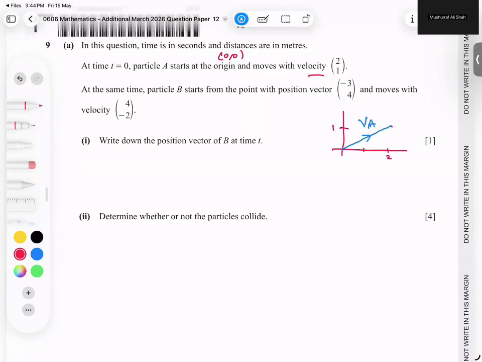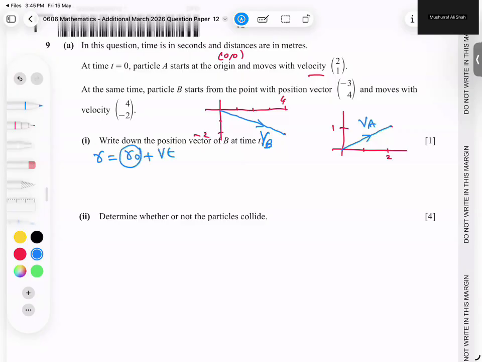Okay, the same way I'll go for B. So B particle starts from this position and moves with this velocity 4, negative 2. I'll make another diagram. So 1, 2, 3, 4 and negative 2. So this point. And this is the answer for the velocity of B particle. So these two velocities I'm going to combine, but how to make it? Firstly, it asks to find the position vector of B at a time t. And what is the formula? R is equal to R naught plus VT. Or TV, same thing.